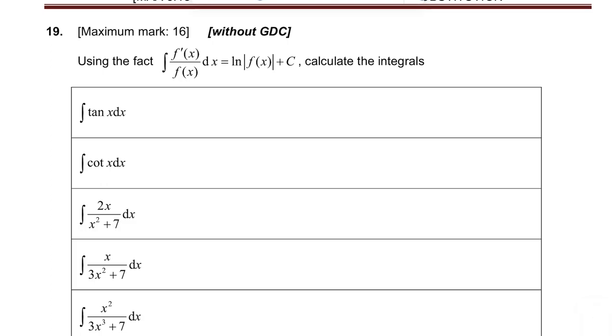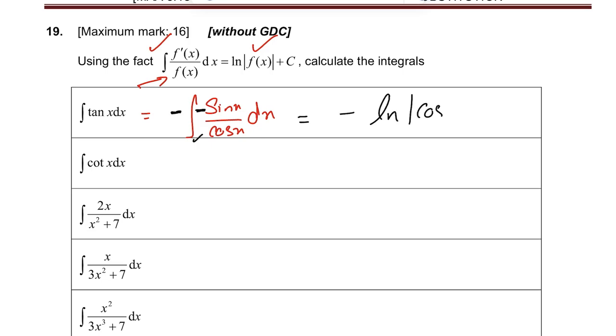Question number 19. So we have to learn this one formula: if the derivative of the denominator is present in the numerator, then the integral is ln of the denominator. So tan x can be written as sine x upon cos x dx. Derivative of the denominator should be present in the numerator. So minus is missing. Multiply by minus and minus. So it becomes minus ln cos x. Whereas cot x can be written as cos x upon sine x, so it becomes ln sine x.